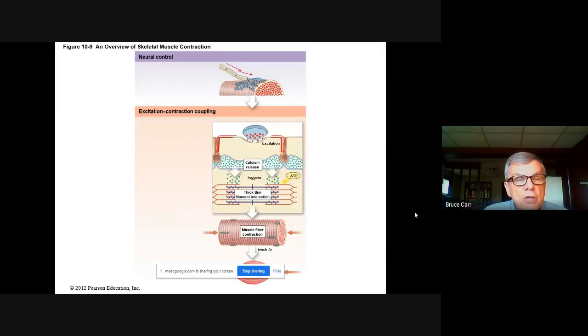So here we go. The overview: a nerve impulse arriving at the membrane of the fiber, that electrical impulse moving down the T-tubules to the sarcoplasmic reticulum and keying the release of calcium. That's going to unlock the troponin lock and allow cross bridges to pull the actin toward the midline. That produces a contraction. Here is the muscle fiber.